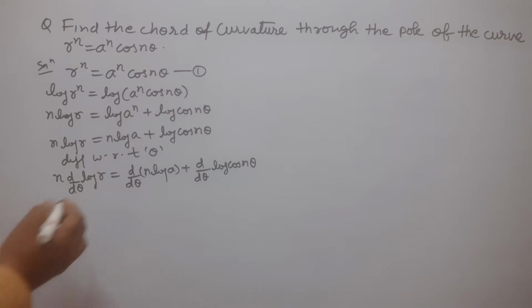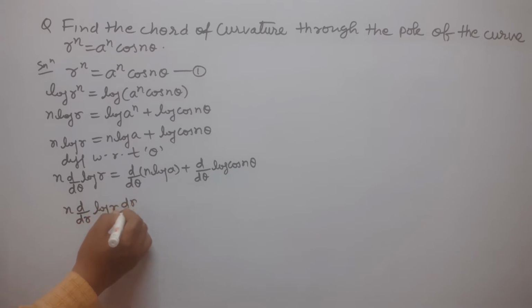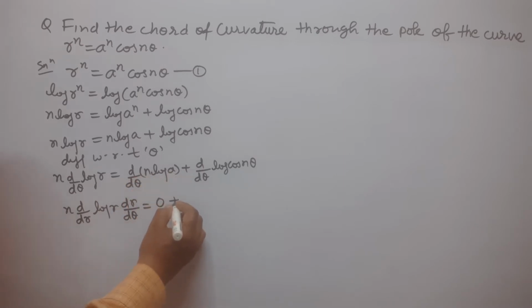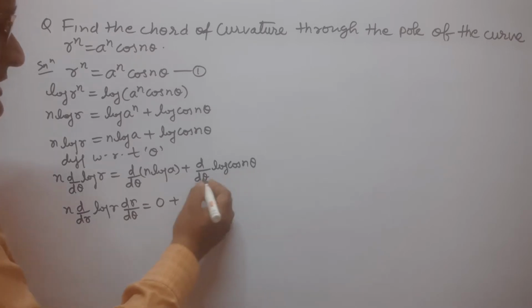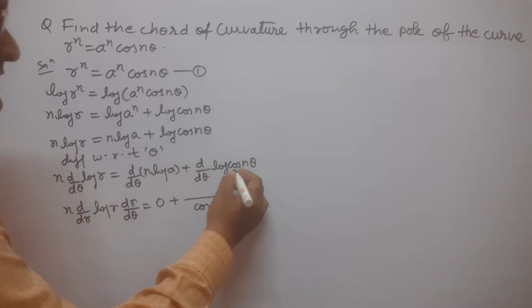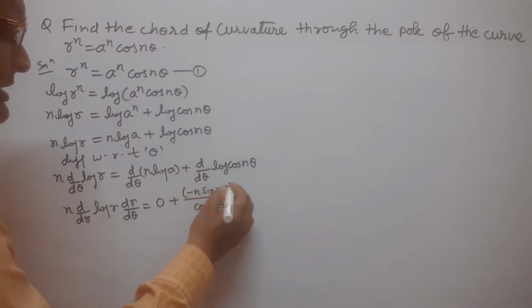Now differentiation of log r with respect to theta can be written as d by dr of log r multiplied by dr by d theta. And here n log a is constant, so differentiation of n log a with respect to theta is 0, and differentiation of log cos n theta with respect to theta is 1 upon cos n theta. Now we differentiate cos n theta, we get minus n sin n theta.